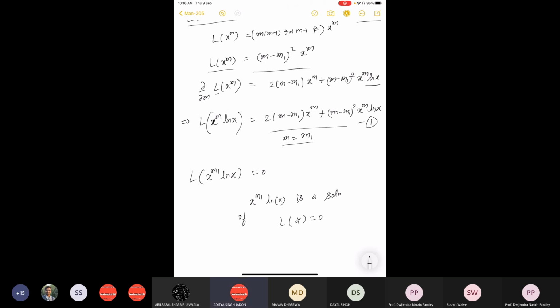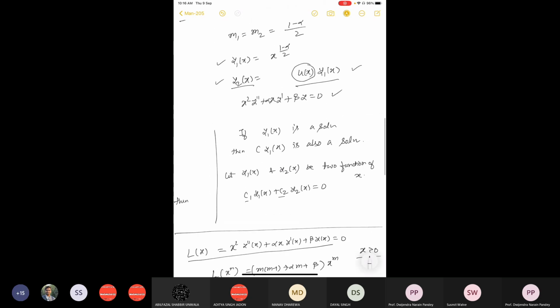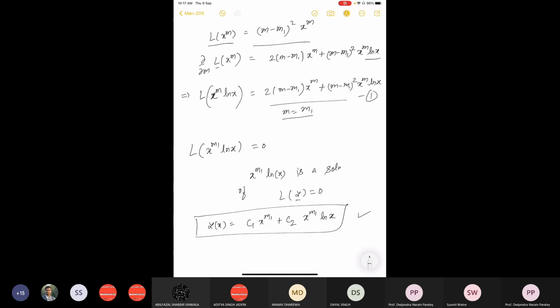How do we define a solution? We define a solution as the value of y such that L of y is equal to 0. So it means that x to the power m1 ln x is also a solution. So in this case, I will write y of x equal to c1 x to the power m1 plus c2 x to the power m1 ln x. So in this case, your second solution can be obtained like this. You can verify that if we use this method, then the solution will also come in this form.